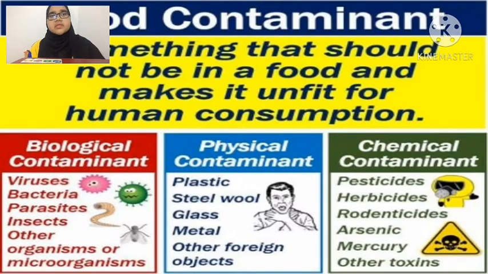Food contamination is something that should not be in food and makes it unfit for human consumption. There are three types of contaminant, which are biological, physical, and chemical. Biological contaminant refers to virus, bacteria, parasite, insect, and other organisms or microorganisms. Physical contaminant refers to plastic, steel wool, glass, metal, and other foreign objects. Chemical contaminant refers to pesticide, herbicide, rodenticide, arsenic, mercury, and other toxins.